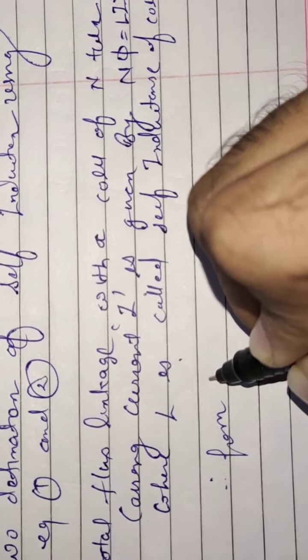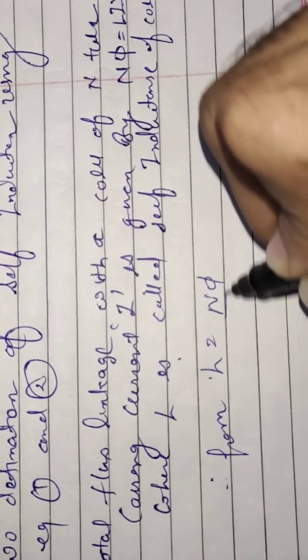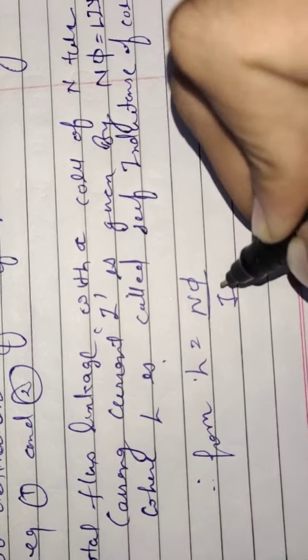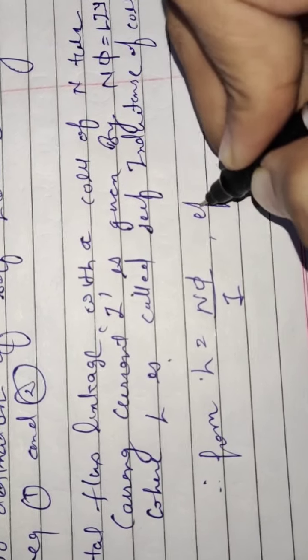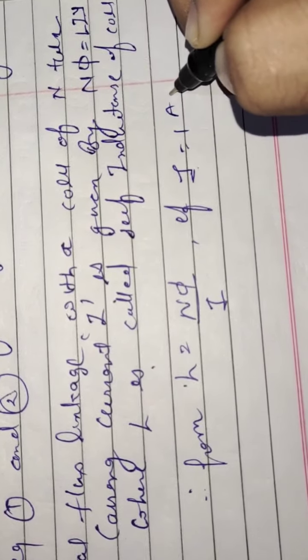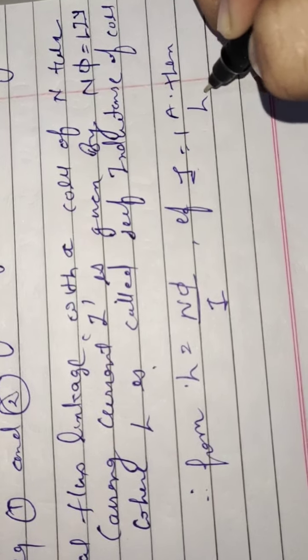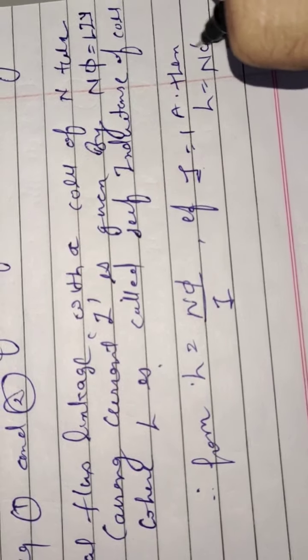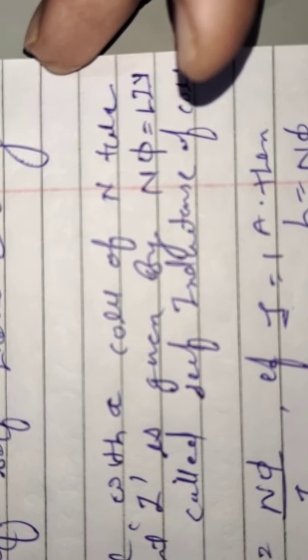From L is equal to N phi by I, if I is equal to 1 ampere, then L is equal to N phi. From this equation, the total flux per unit current passing through coil is defined as self-induction.